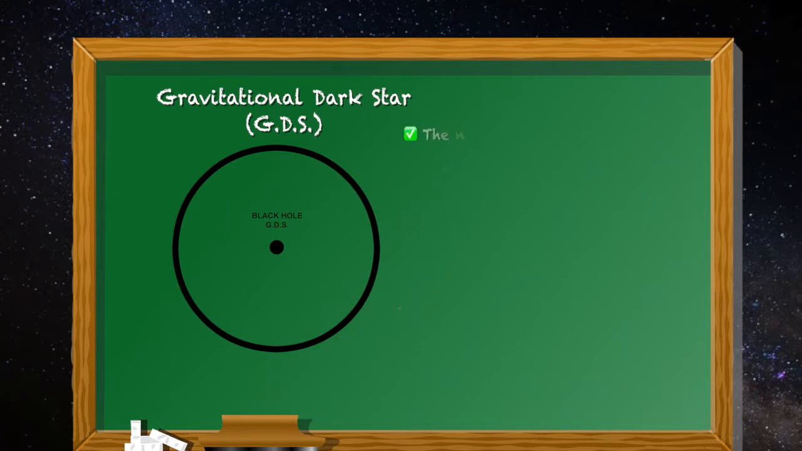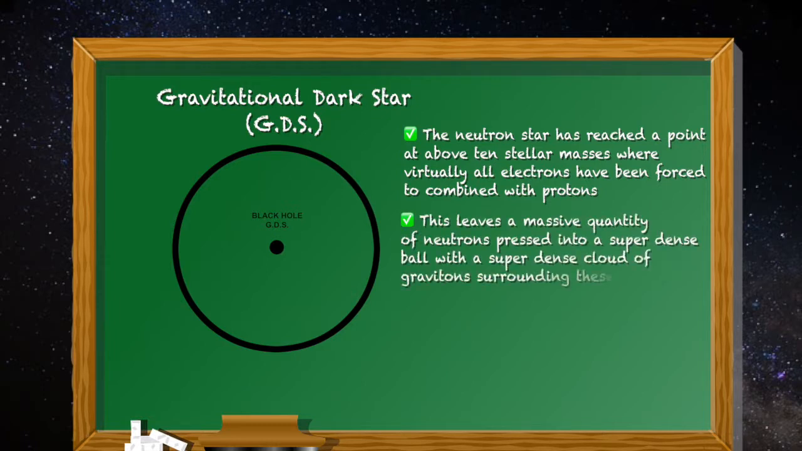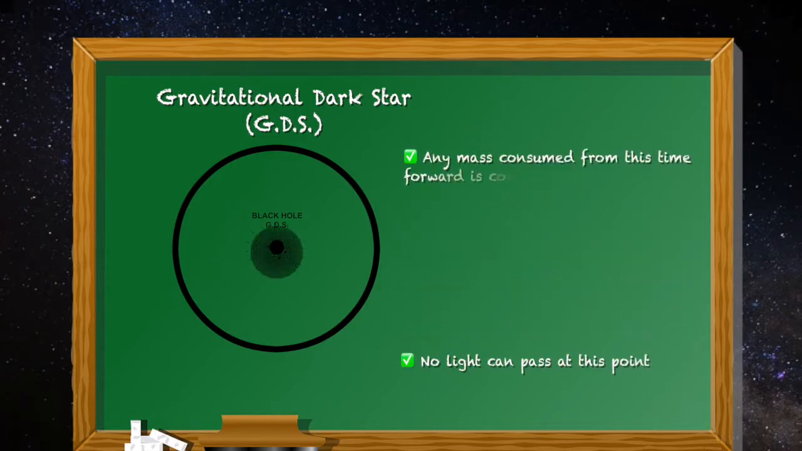The neutron star has reached a point at above 10 stellar masses where virtually all electrons have been forced to combine with protons. This leaves a massive quantity of neutrons pressed into a super dense ball with a super dense cloud of gravitons surrounding these neutrons. At this point, the density of gravitons surpasses its density within mass. No light can pass at this point.